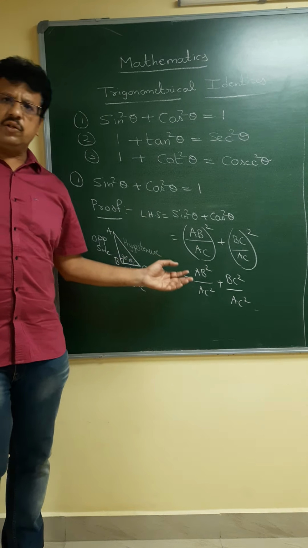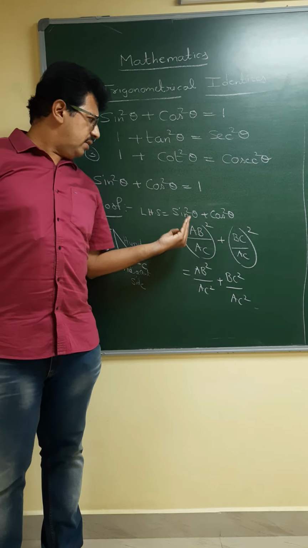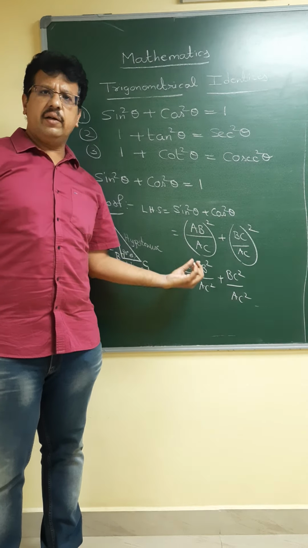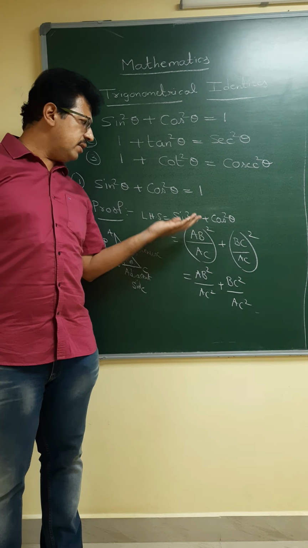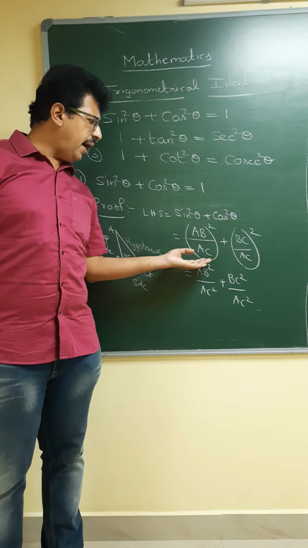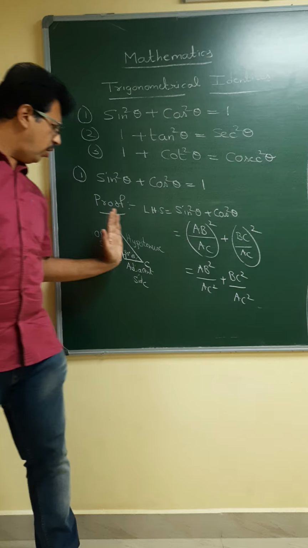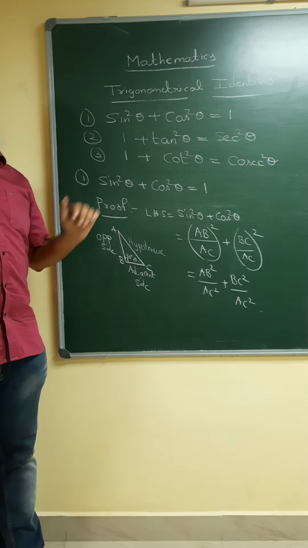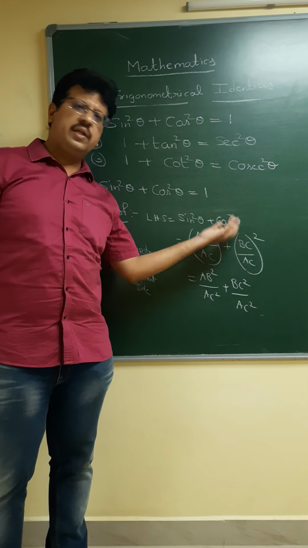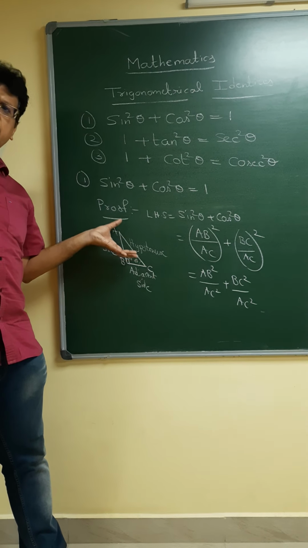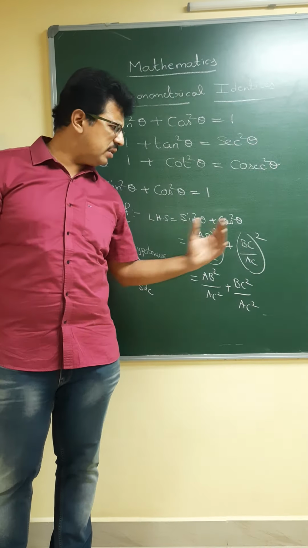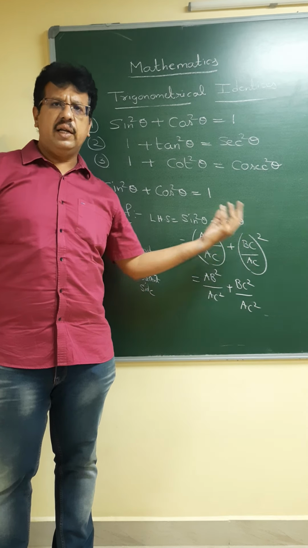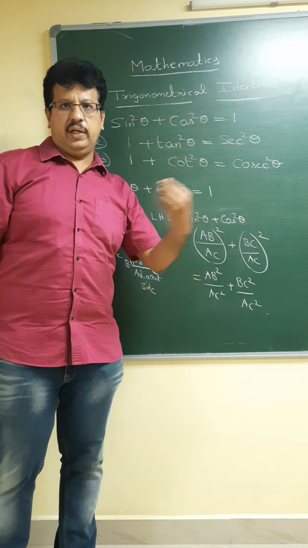I hope all of you children understood this. We have just removed the square and written it. And as I just said, sine theta is opposite side by hypotenuse, that is AB is the opposite side and AC is the hypotenuse. Similarly for cos theta, adjacent side by hypotenuse, it is BC by AC whole square. So this is a very important definition of sin theta and cos theta.